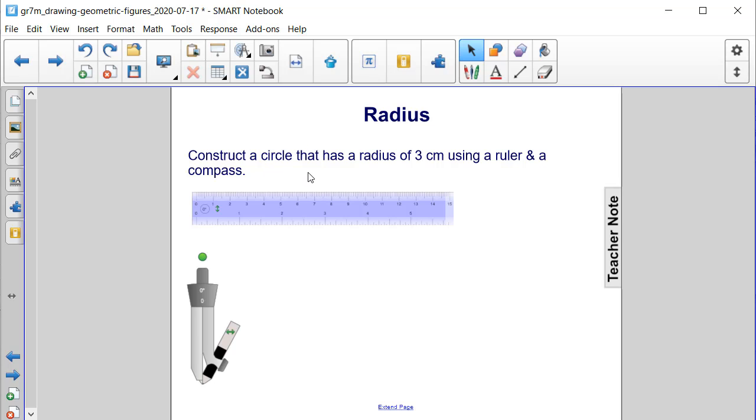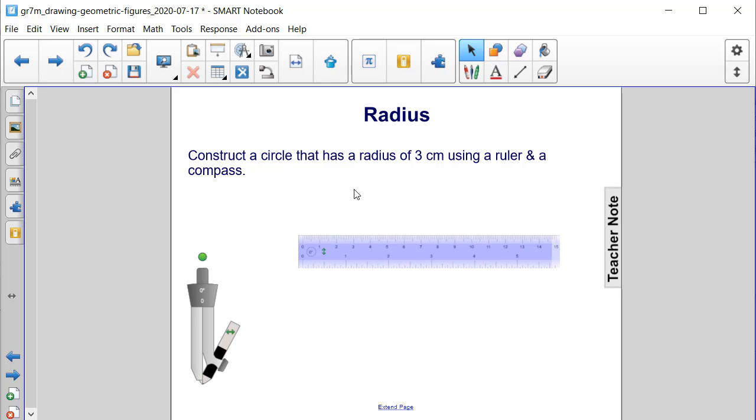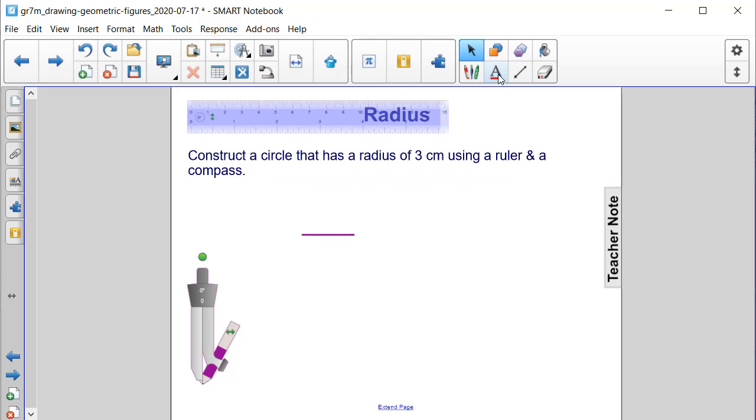Now let's try another example. Construct a circle that has a radius of 3 centimeters using a ruler and a compass. Well, our first step is to take our ruler and create a starting point at 0. So let's say right here. And then we're going to draw a straight line and stop directly at 3, which is right there. And then I can move my ruler out of the way. And then if you'd like, you can put small endpoints at each side to help you with the compass.